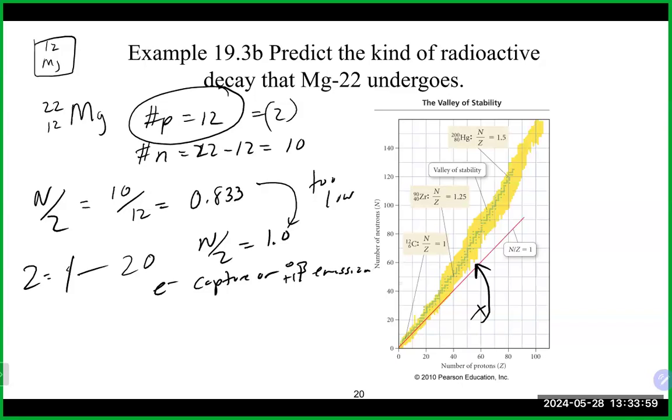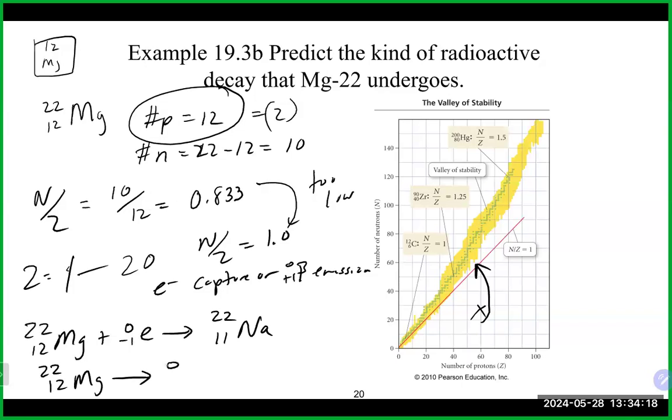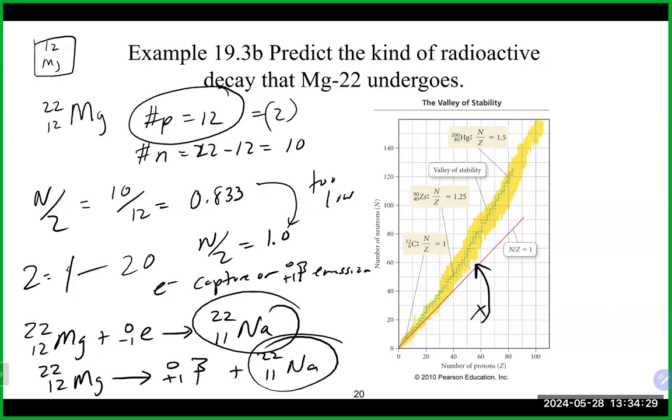So if we were to write our equation of what's going to happen, we would take our magnesium-22, 12, do an electron capture. That's going to give us an 11, 22, and 11 is sodium. Or you could have done magnesium-22, a little positron emission, sodium. Either way, you will end up with sodium-22.